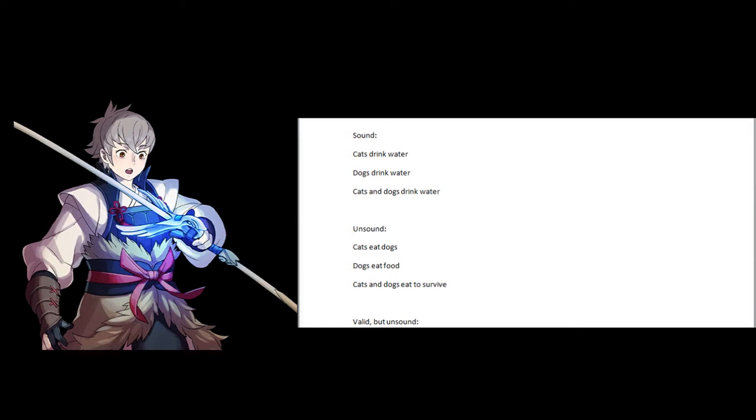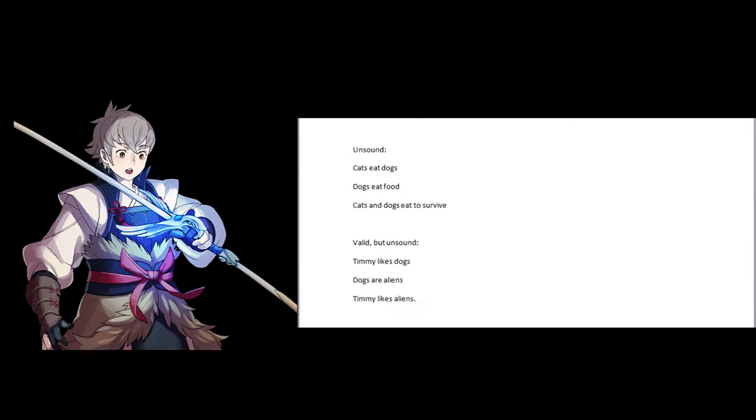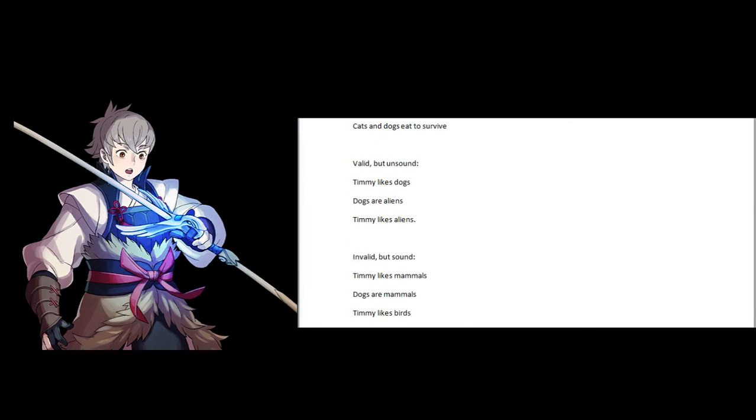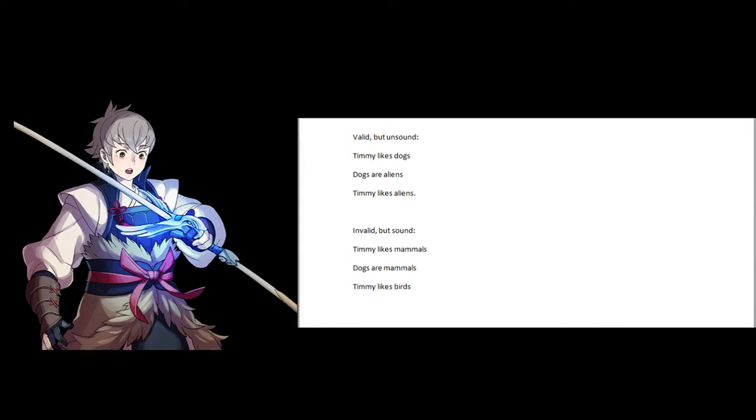You can have arguments that are valid but unsound and invalid but sound. I'll have some examples here. A valid but unsound argument would be: Timmy likes dogs, dogs are aliens, and Timmy likes aliens. The reason this is valid is because if A likes B and B is a part of C, then A likes C. The reason this is unsound is that dogs are obviously not aliens, unless you're crazy and probably write for the History Channel.